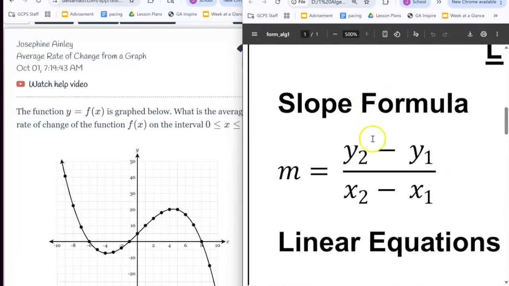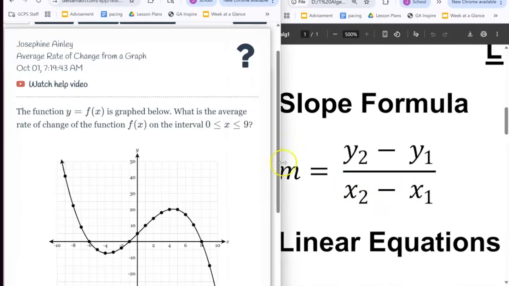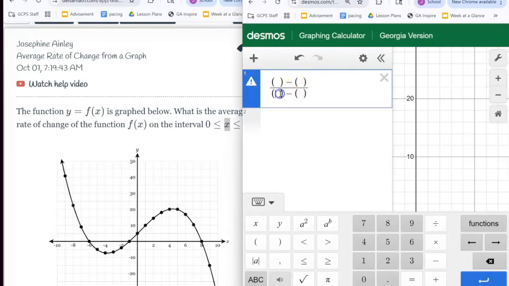Now that you know that, you just need to find your two coordinates. So you need the y's on the top, the x's on the bottom. The x's are always given to you in the question. So I'm going to go look at the question. Here's my x, and here is my first x. Here's my second x. So my first x and my second x. So I'm going to put x1 here, x2 here. All right, so it goes 9 and then 0. So I'm going to put my 9 and then 0.